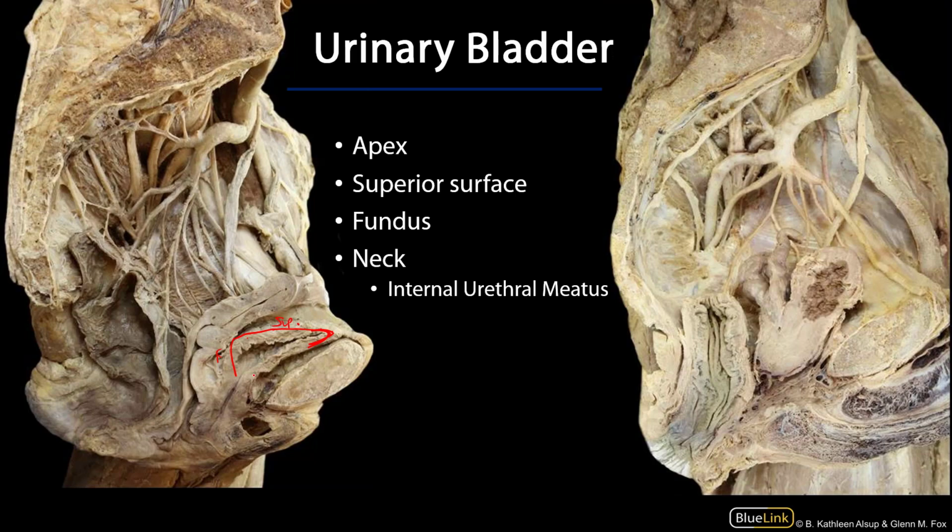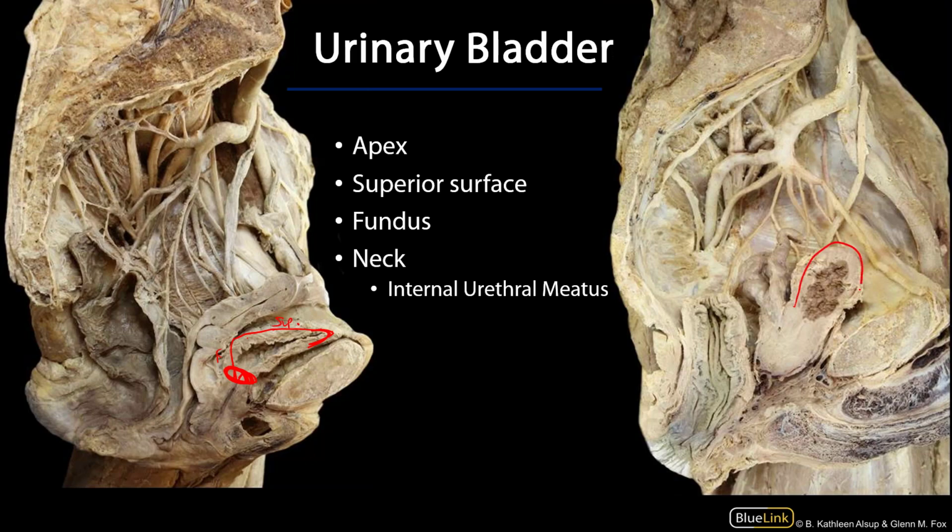And then the neck of the bladder, where we can find the internal urethral meatus. That internal urethral meatus is surrounded by the internal urinary sphincter. On the male pelvis, it's a little less distinct.